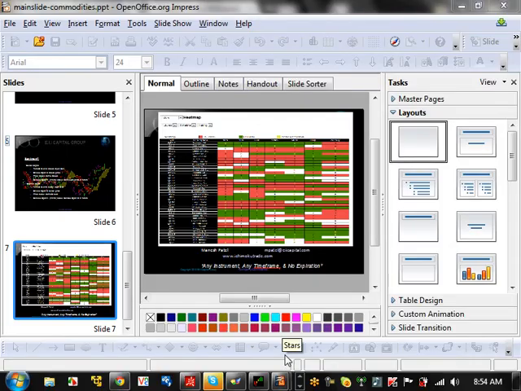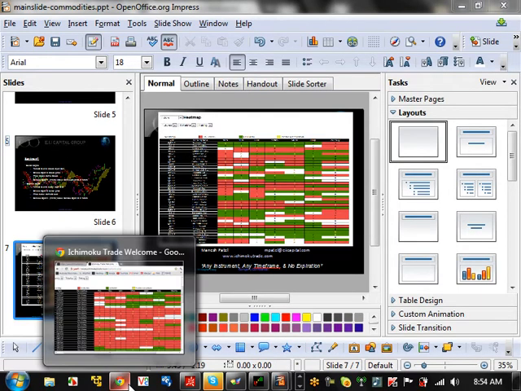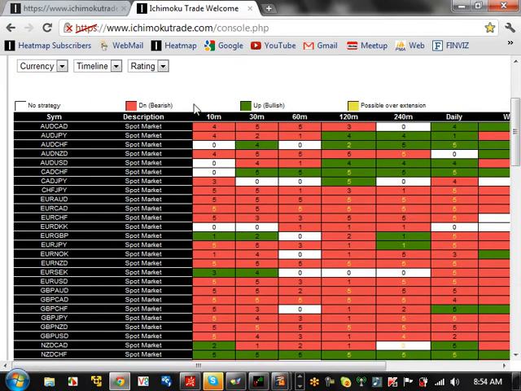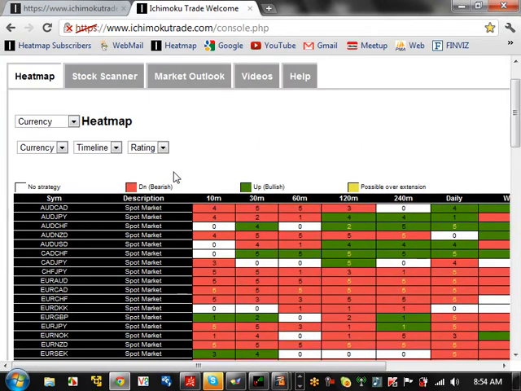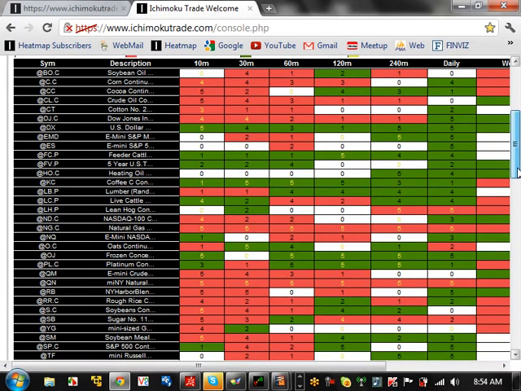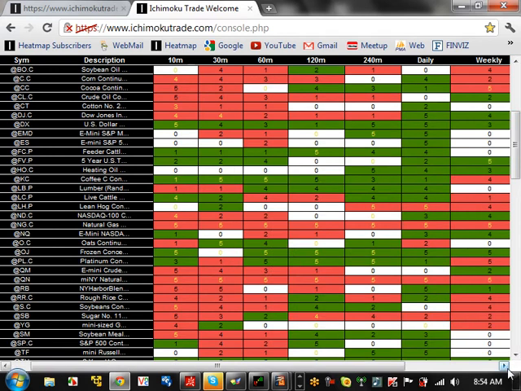Okay, let's first begin by looking at our heat map. What I'm going to do is quickly change this from the currencies to futures, and I'll explain how this works. I'm going to shrink this down and scroll over here.